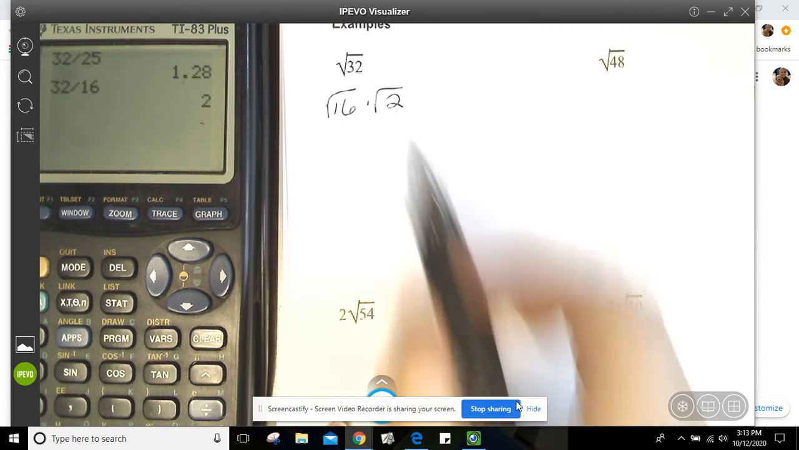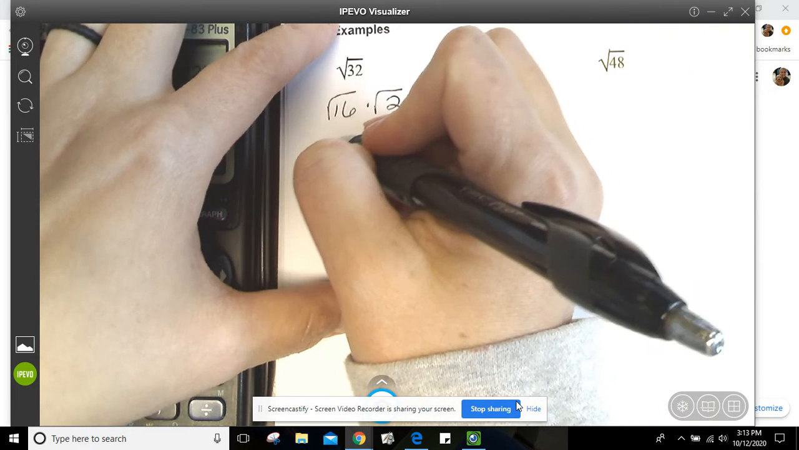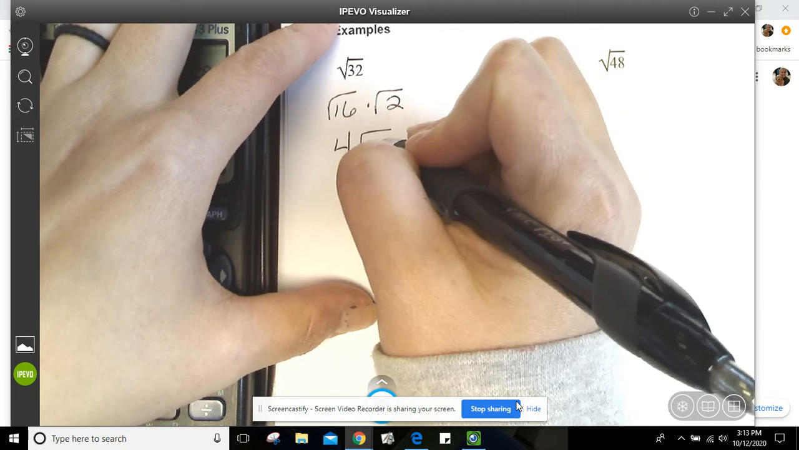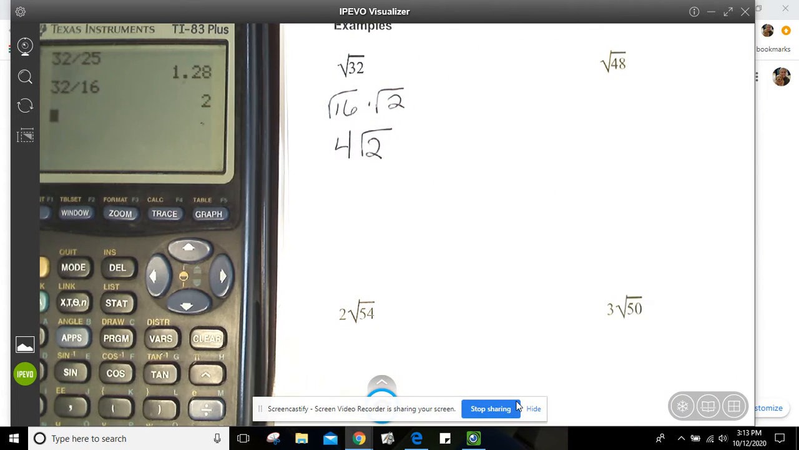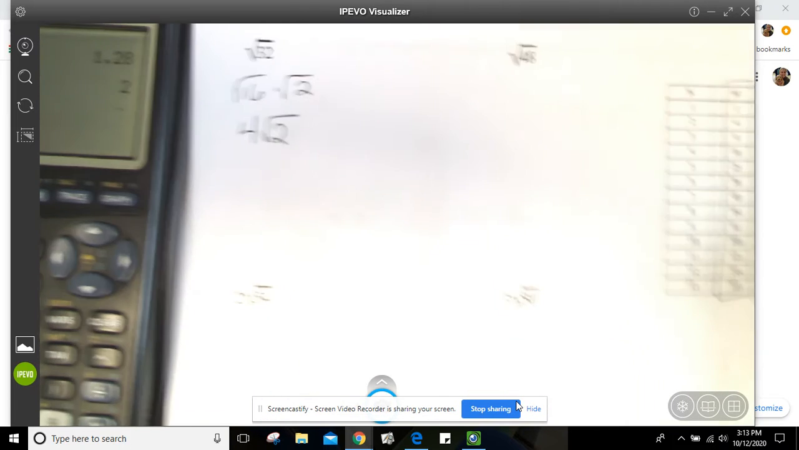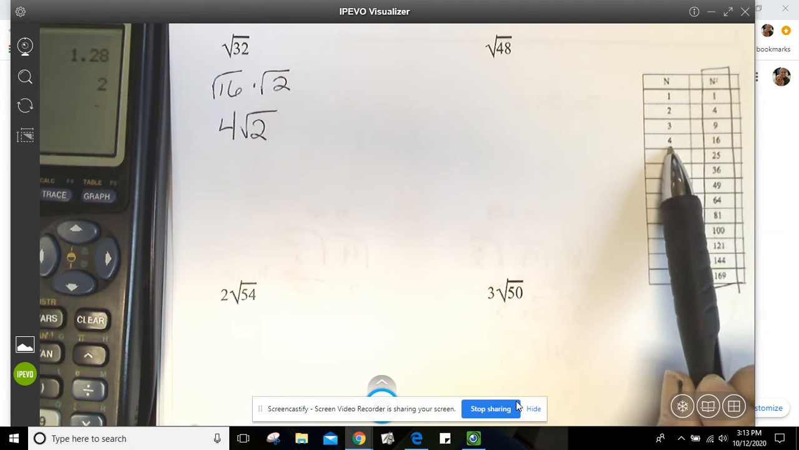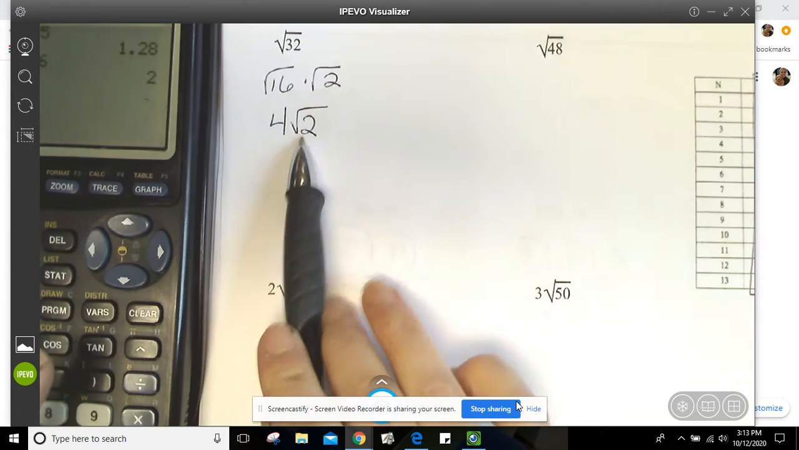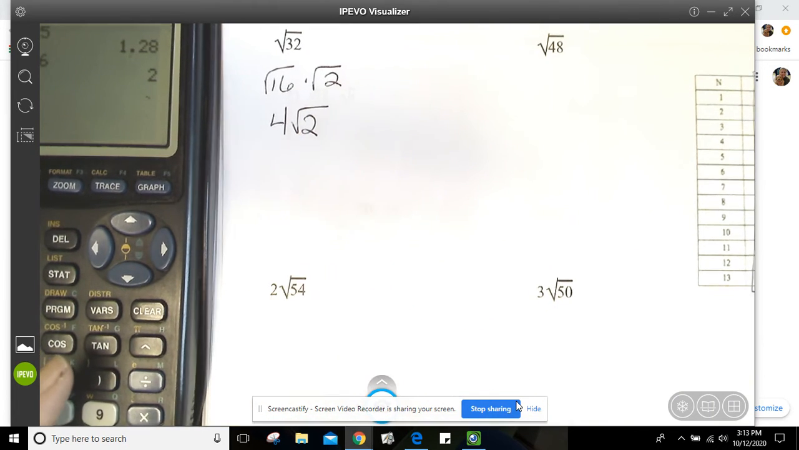And the square root of 16 is 4. So this is the number that comes out. And then root 2 has to stay underneath because the square root of 2 is a decimal. So the one that's on the list becomes the number on the outside, and then the other number that doesn't break down just stays.